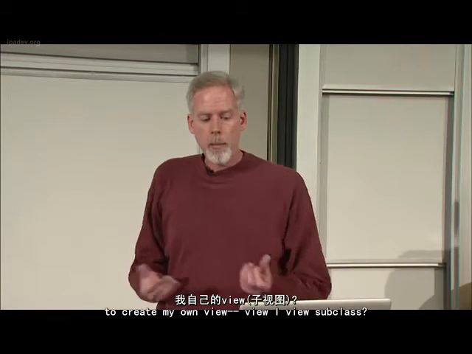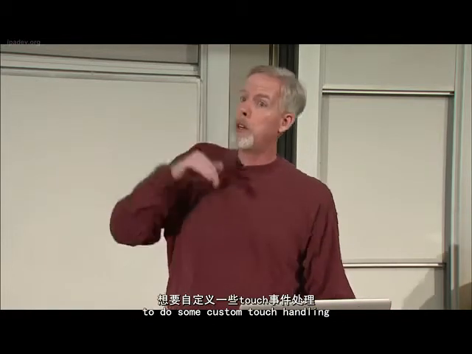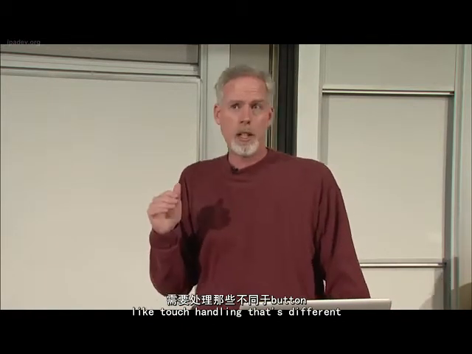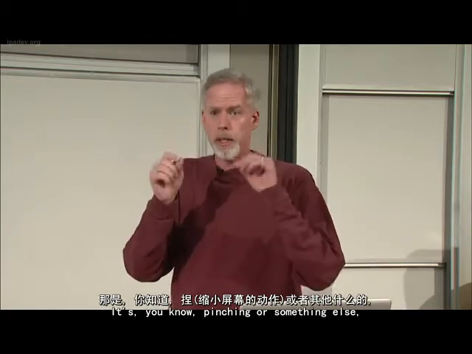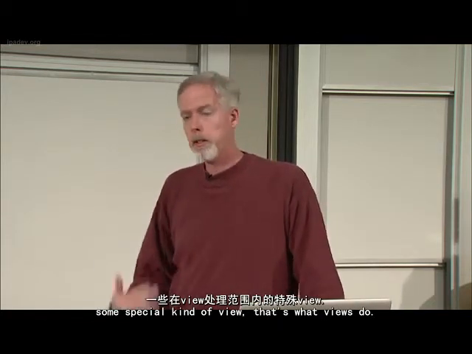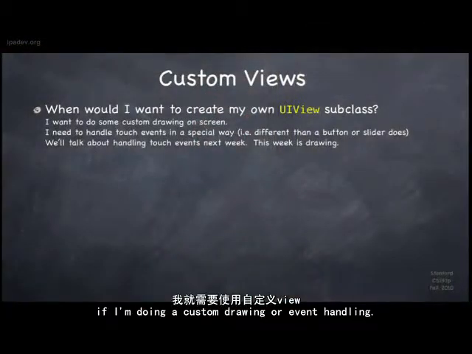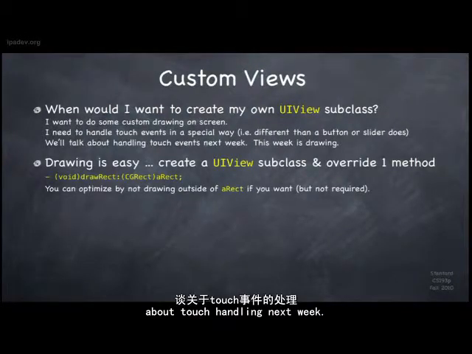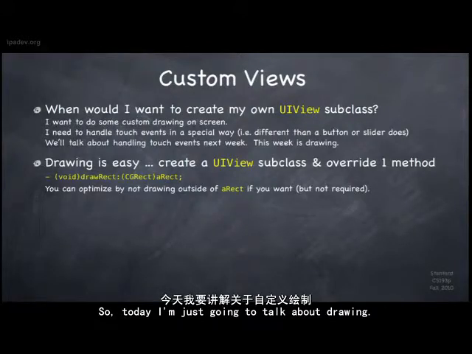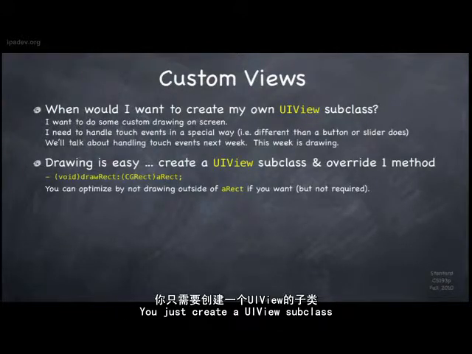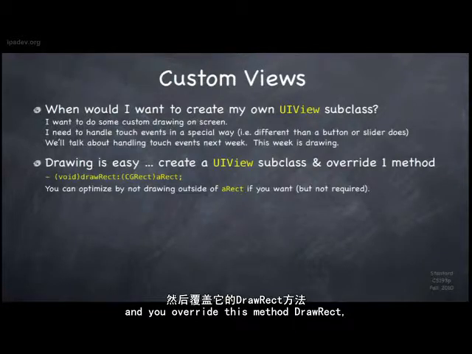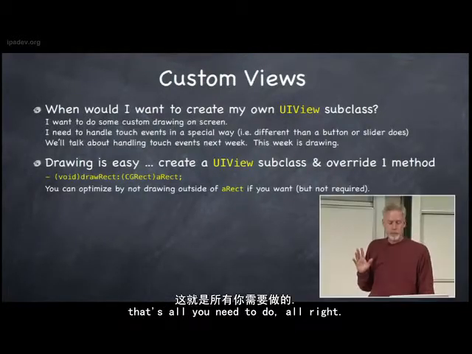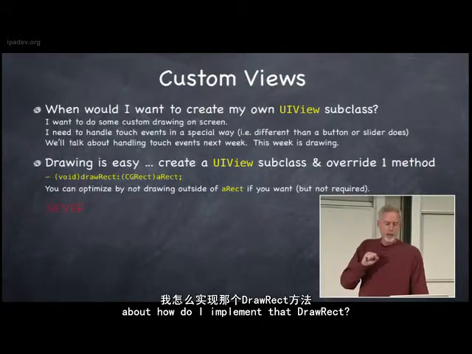All right, so when would I want to create my own UIView subclass? Obviously, I want to do some custom drawing, or I want to do some custom touch handling, like touch handling that's different than a button or a slider. It's, you know, pinching or something else, some special kind of view hierarchy. That's what views do. So I need a custom view if I'm doing custom drawing or event handling. We're going to talk about touch handling next week. So today I'm just going to talk about drawing. And drawing is quite easy. You just create a UIView subclass and you override this method, drawRect. That's all you need to do. All right. So now we're going to talk about how I implement that drawRect.